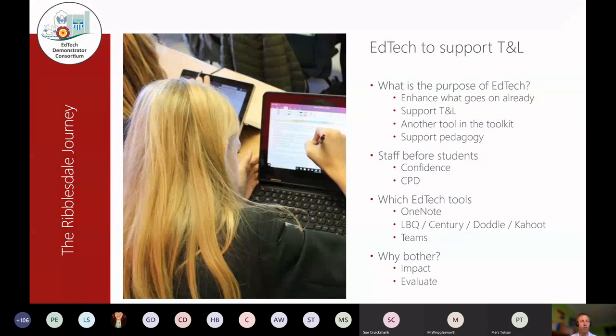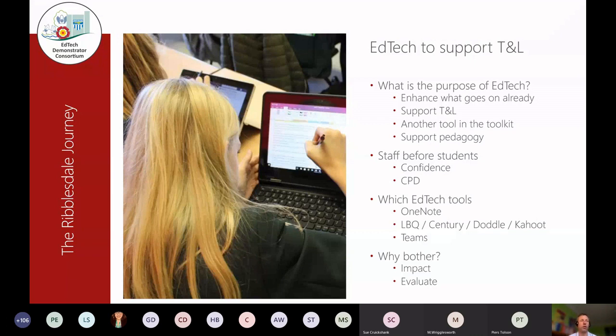And obviously that will involve some form of CPD, and I've had numerous conversations over the past few weeks with schools and organisations who are looking at how that CPD works and how it can be delivered in a remote fashion. But please make sure, wherever possible, that staff are confident and go before the students and pupils.